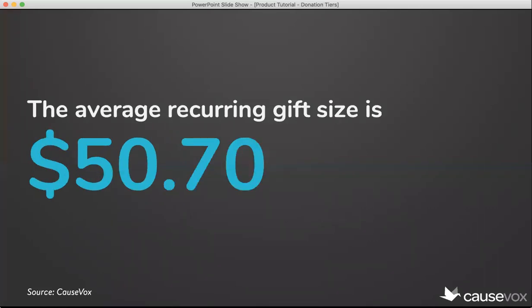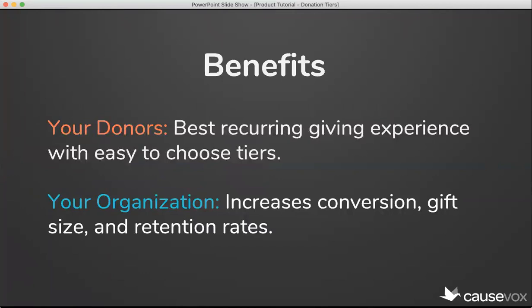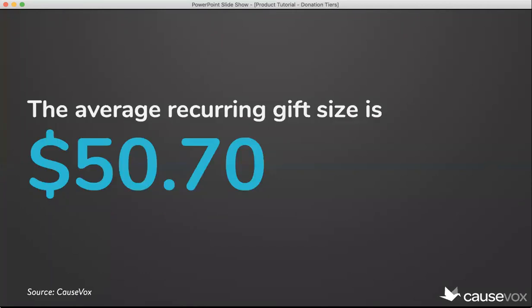So we saw that the average recurring gift size on CauseVox is $50.70. You'll see this is just a little bit less than half of the average one-time gift size on CauseVox. So this is a good thing to keep a mental note of and in mind. So, you'll probably want to incorporate a $50 recurring gift tier into your plan.